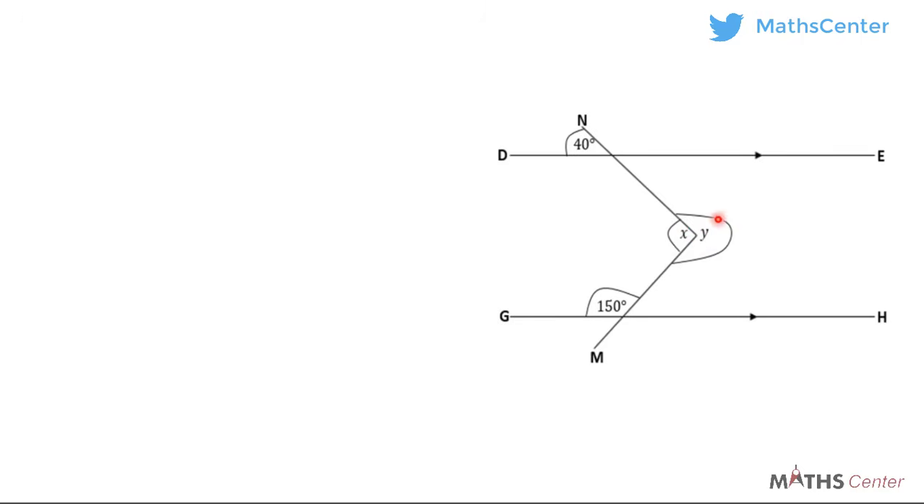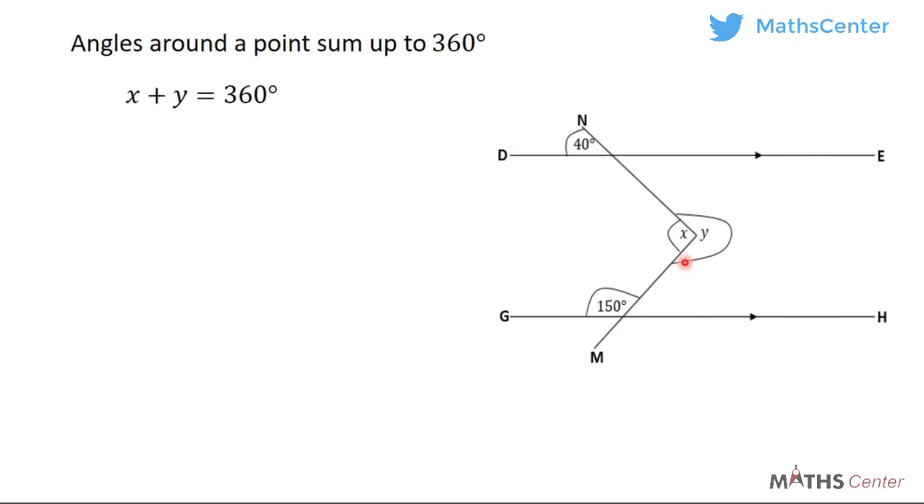X and Y are angles around a point. If you add all the angles around this particular point together, in the first video we said that angles around a point will add up to 360 degrees. So X plus Y should give us 360 degrees. Since this is X, this is the point we are talking about. Now we have X here, we have Y here, so they must add up to 360 degrees.